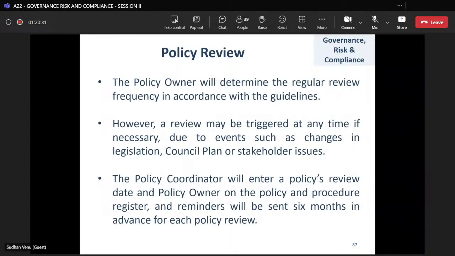Policy review is nothing but the policy owner determining the regular review frequency in accordance with the guidelines. The main role is to review all the policies created by the policy actor, and the owner will submit them to the policy reviewer group with respect to the policy and everything on that.